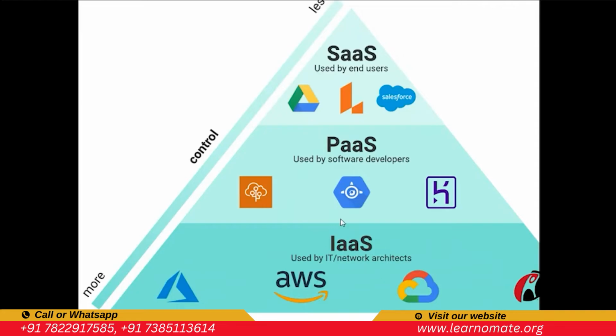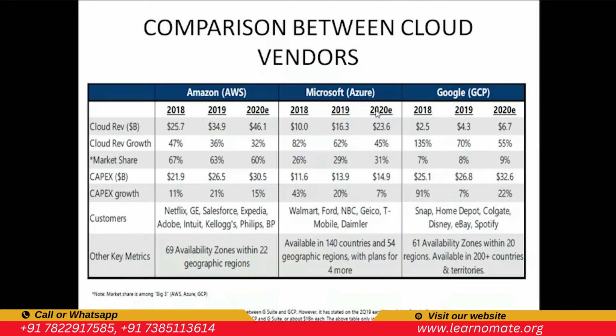Infrastructure as a service means the vendor is taking care of the hardware, whereas PaaS means these are all the people looking after, and SaaS means end users. Okay. So when you talk about the cloud vendors, you can see the revenue.